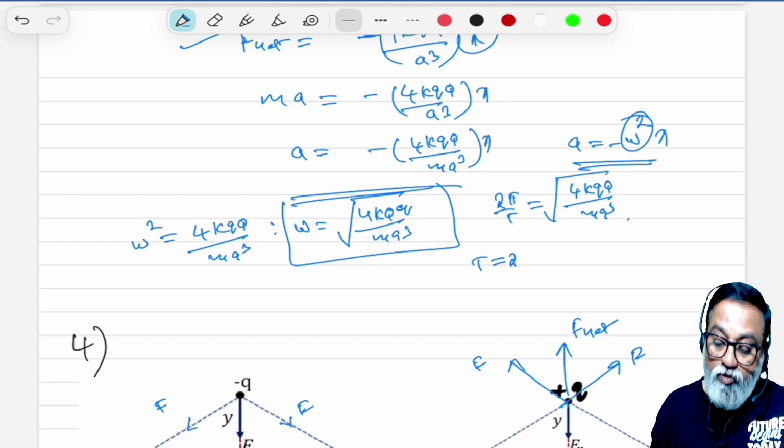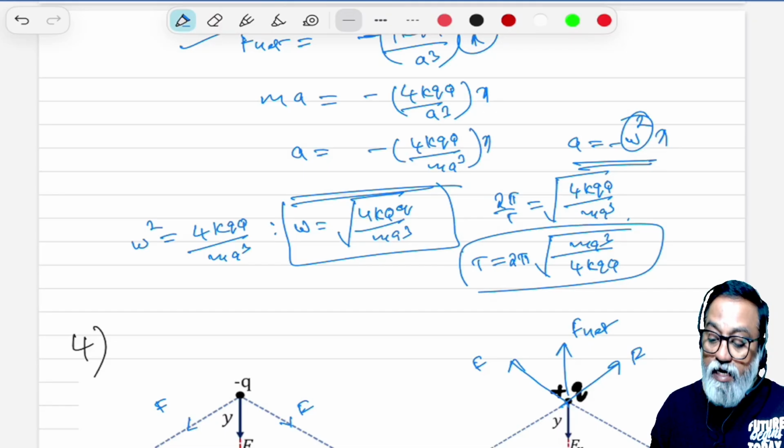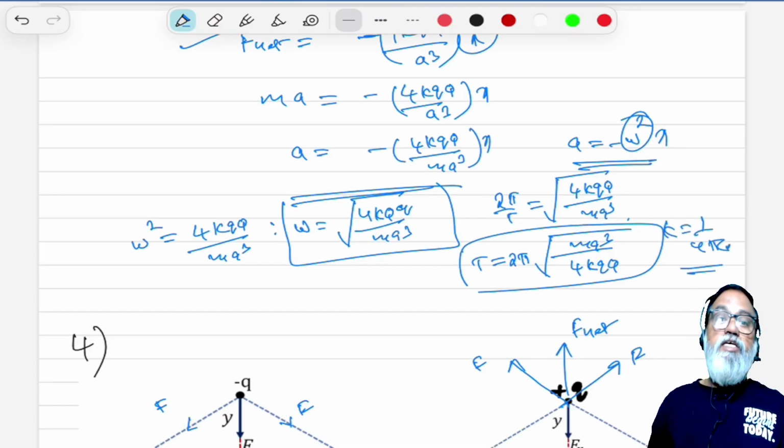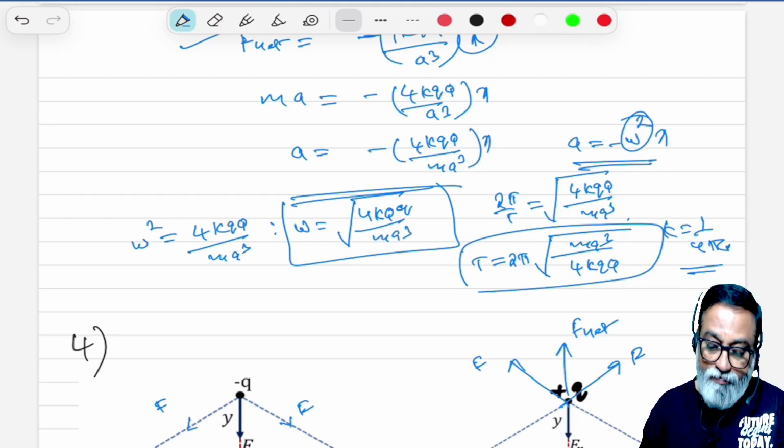Therefore, T is equal to 2π times the square root of m a³ by 4kq. Here, k means 1 by 4π epsilon naught. This is one type of equilibrium.